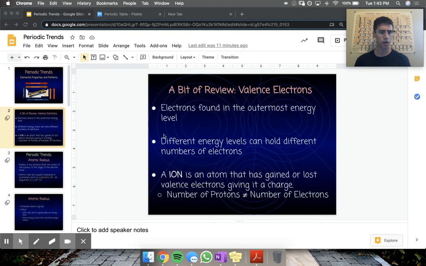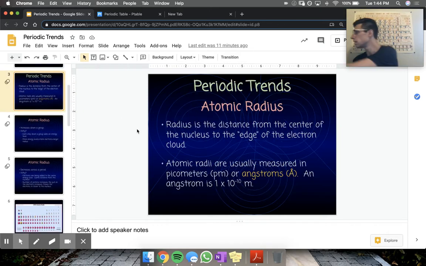Okay, so let's look at our first periodic trend here, which is going to be atomic radius. All right, so atomic radius is pretty straightforward. It's pretty much exactly what it means. If you know about circles and spheres, they have a radius, but it's basically the distance from the center of the nucleus to the edge of the electron cloud. Now, we haven't really talked about the electron cloud as opposed to electron orbitals or rings around Bohr models, but we could just think of the edge of the electron cloud as the furthest edge of the valence shell.